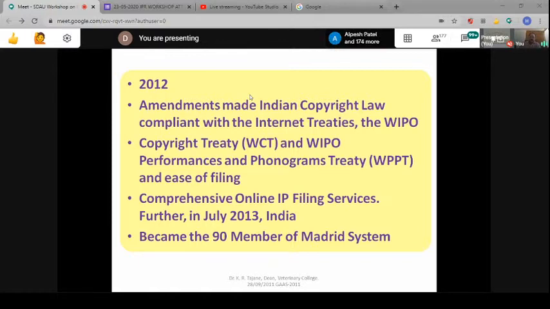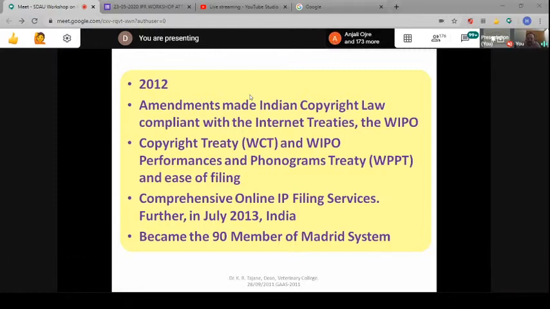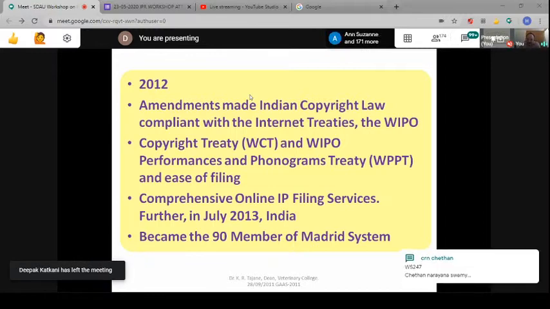Then another thing is that the comprehensive process of filing intellectual property has been revised and changed. The entire old structure was removed, and a newer structure with newer technology, like the facility of online filing, online tracking, and online responding, has been started in India. Because of this, filing a patent is now very easy. Otherwise, in earlier times, it was very complicated to file a patent. So these are the changes which have taken place in the last 10 years.